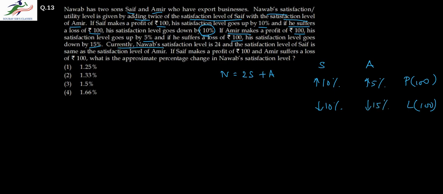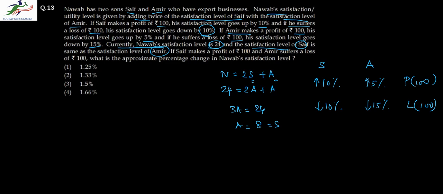Currently Nawab's satisfaction level is at 24, and the satisfaction level of Saif is the same as the satisfaction level of Amir. So 24 is equal to 2S plus A, where S equals A. So 2A plus A, or 3A, is equal to 24, or A equals 8 equals S. So this is where it stands.